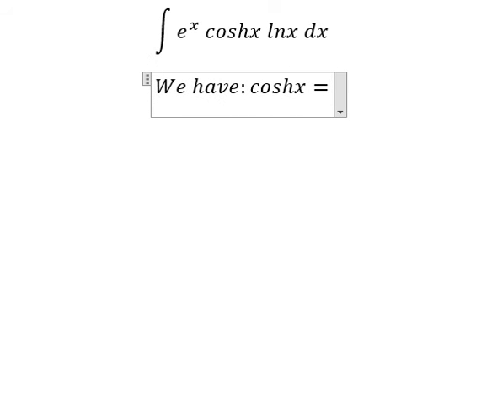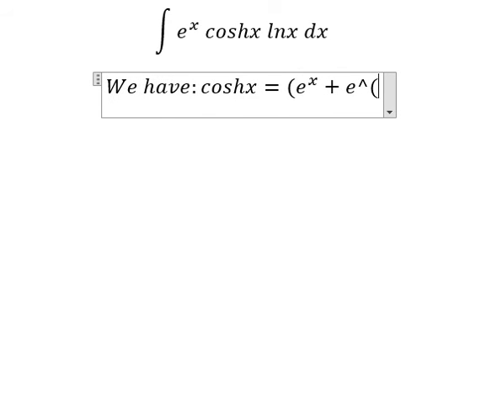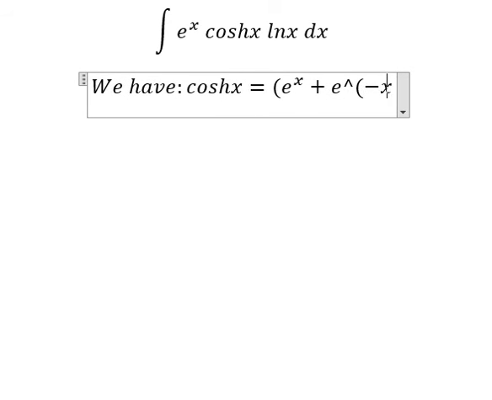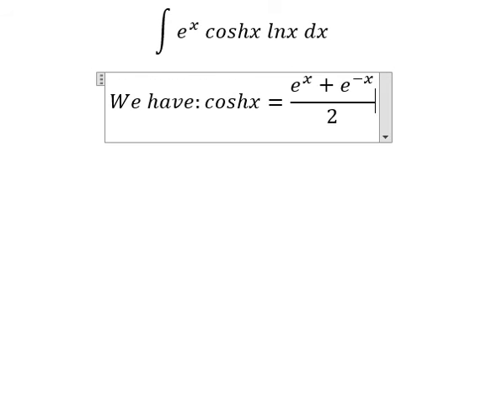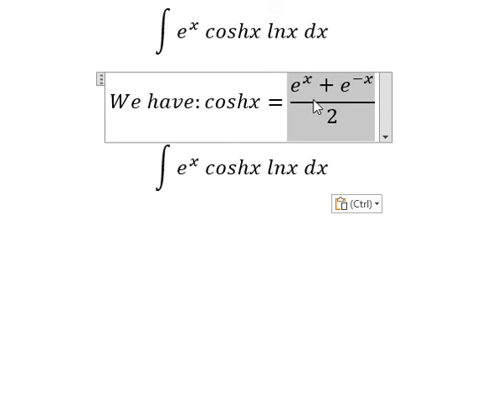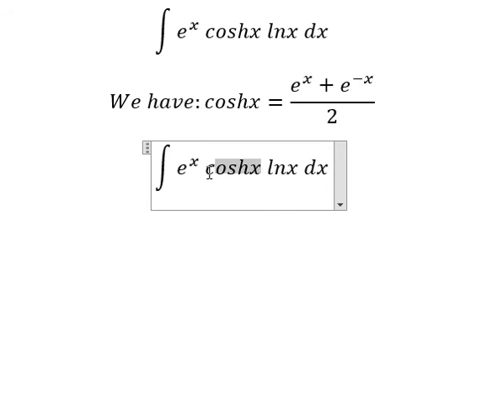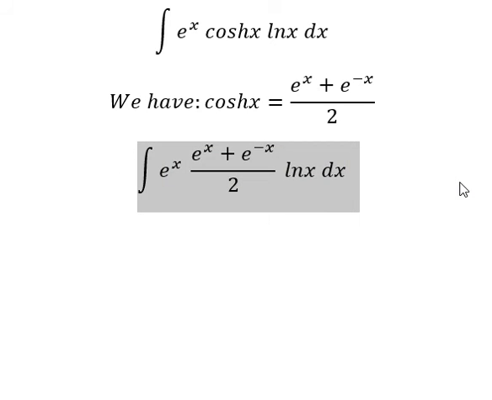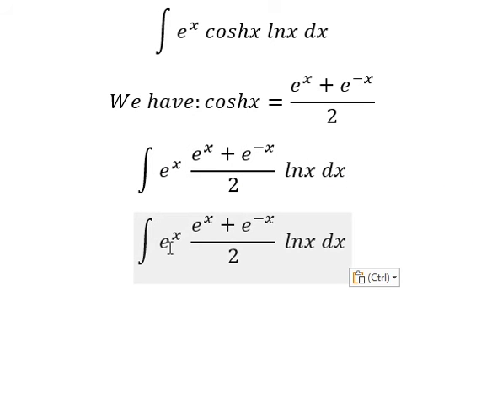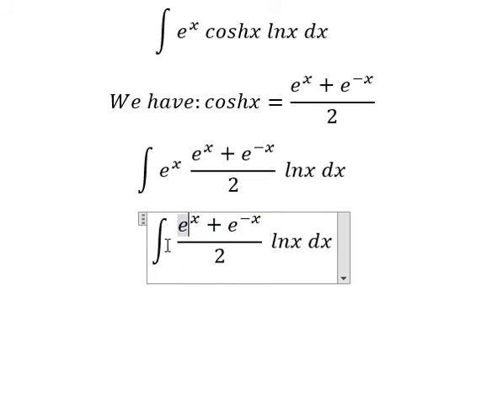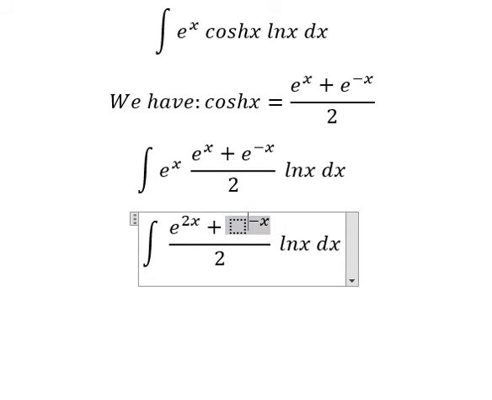cosh x equals e to the power of s plus e to the power of negative s over number 2. So I will put this one in here. Next, e to the power of s multiplied by e to the power of negative s, this one we have number 1.